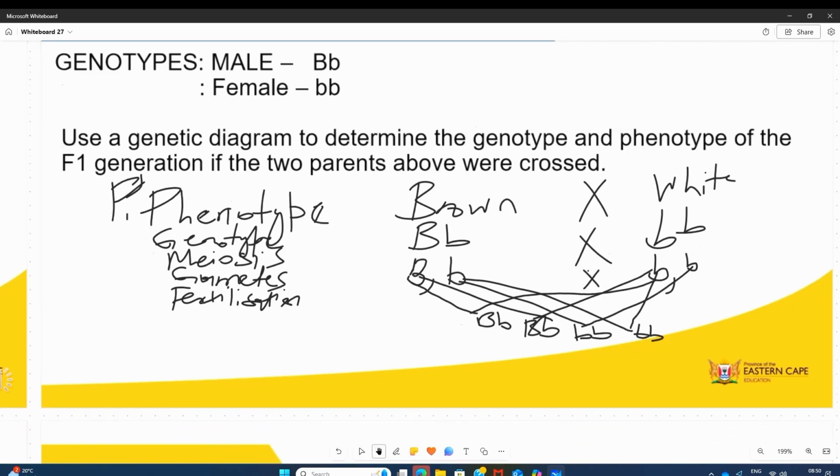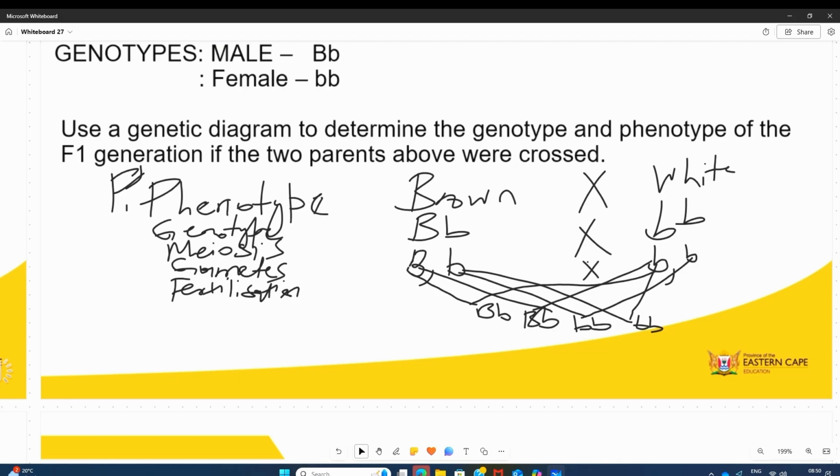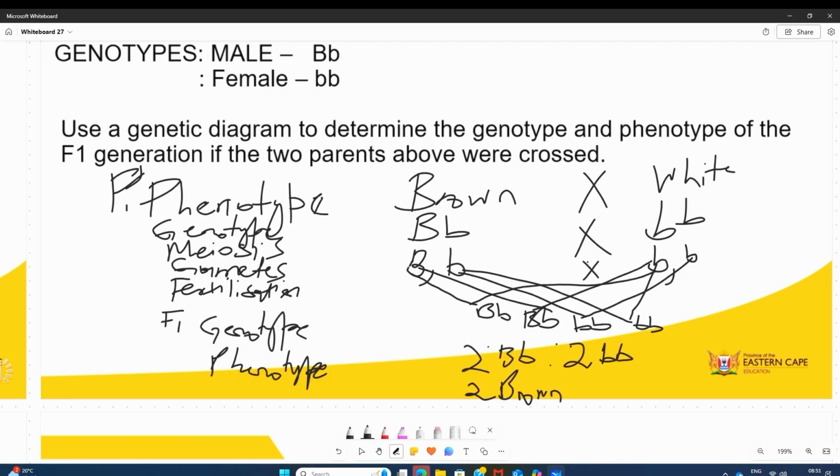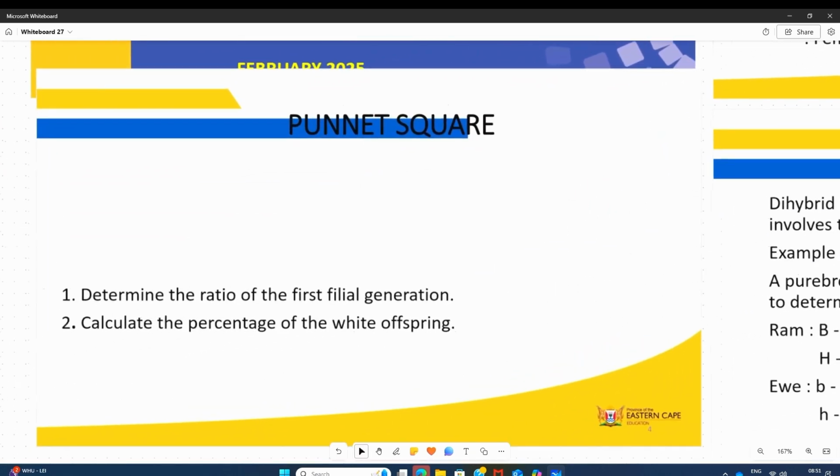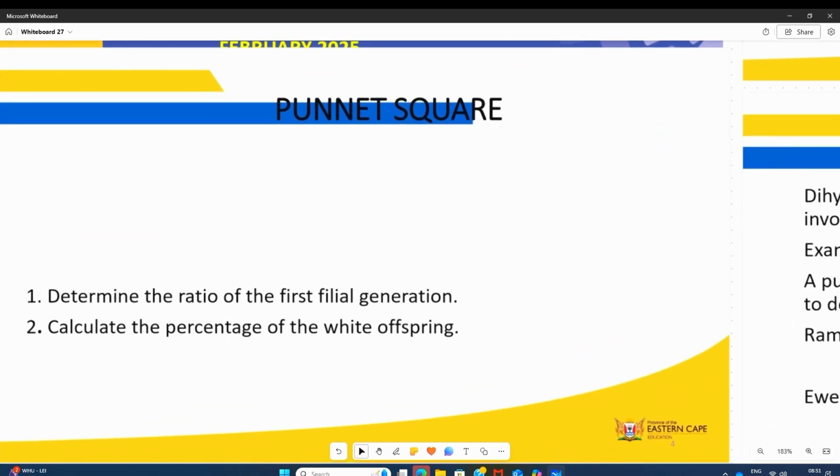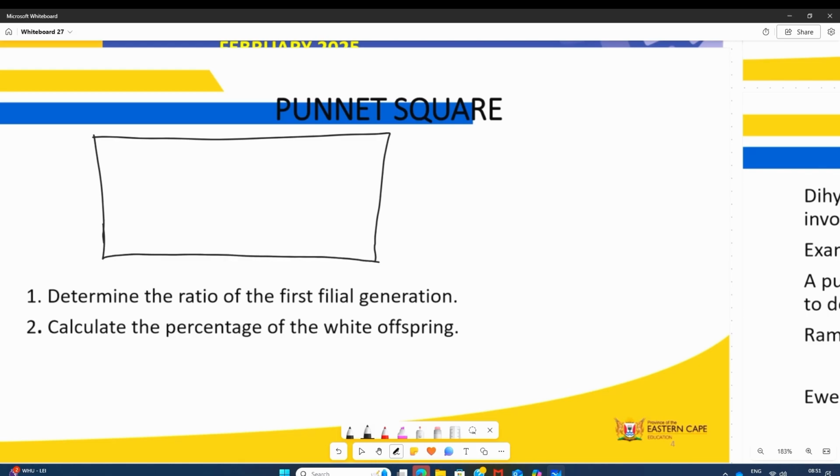Okay, now let's move to the Punnett square. We have another method that we'll use, which is the Punnett square. When we do the Punnett square, you need to draw a square. You don't have to go through all the meiosis. This is the Punnett square for a monohybrid. You just go straight to the Punnett square.